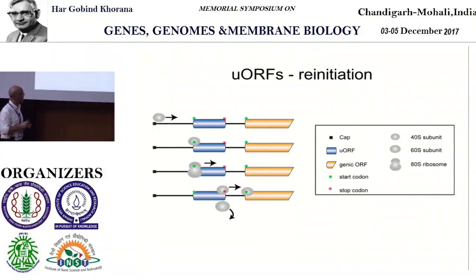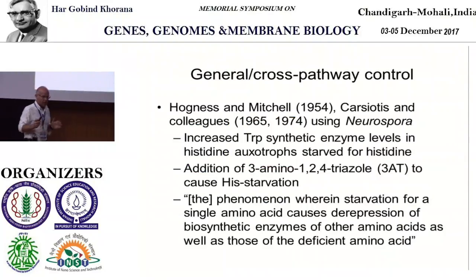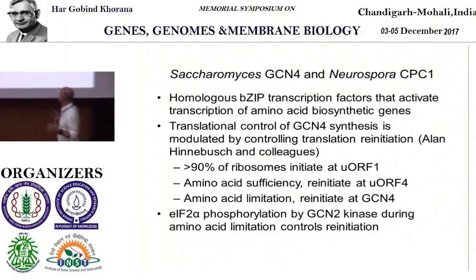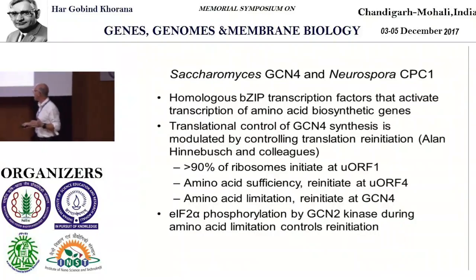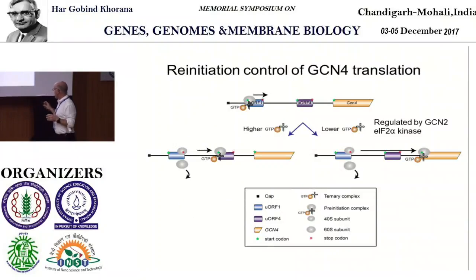Finally, reinitiation, and I'll have to speed up a little bit, where you have the ribosome actually not falling off, but reinitiating. The classic example of this is cross-pathway control GCN4, which is a bZIP protein. And in Saccharomyces, many people are familiar with GCN4 and its control. And ultimately, what we see with GCN4 is the ribosomes choose to initiate at uORF1. They all initiate at uORF1. They initiate at 4 or downstream.